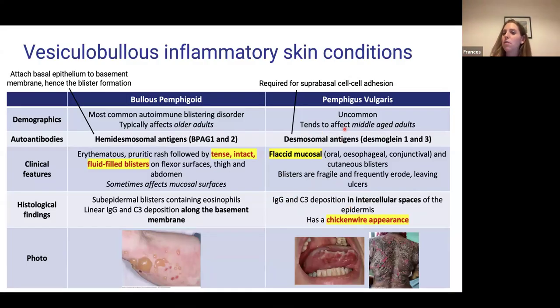And so the blisters are really, really prone to bursting. They're quite flaccid, and they tend to affect more of your mucosal surfaces. So your oral mucosa, the esophagus, the conjunctiva, and also you get sort of skin blisters as well. And they would frequently erode and leave this more like ulcerated appearance as well. So hopefully that makes sense.